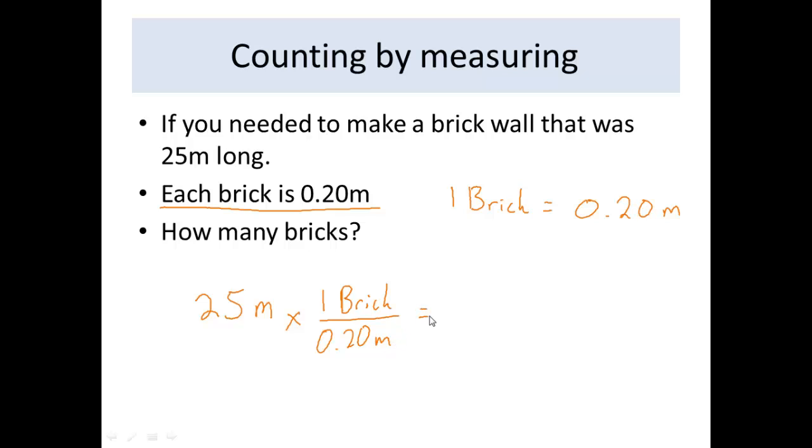That's the ratio. Or I could use a different ratio and say 1 meter would be how many bricks? 5 bricks. So you could do this 5 bricks per meter. Either way, it's saying the same thing. So you take your 25.